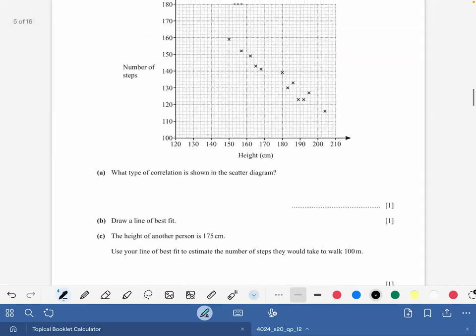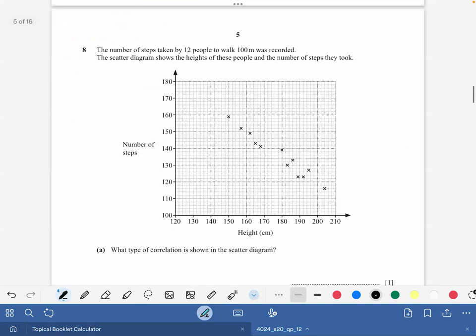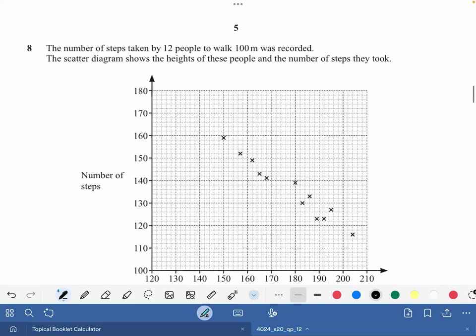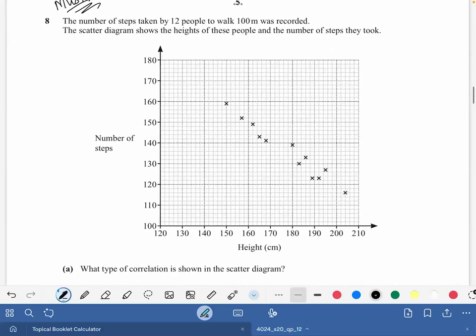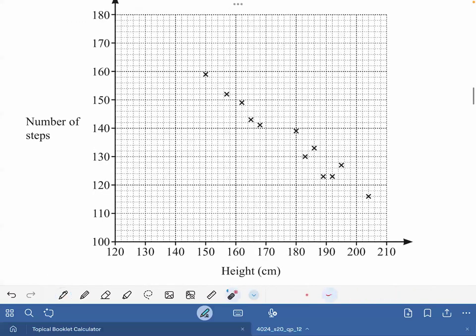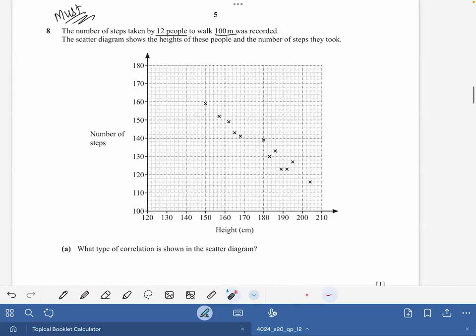Proceeding. Okay, this is a must question. You will be experiencing this in cumulative exams as well, and especially in mock examinations. The number of steps taken by 12 people to walk 100 meters was recorded. Their 100-meter race, and there were only 12 people. The scatter diagram shows the height of the people and the number of steps they took. I can see one thing. We can relate to this information that the height is 150 and the number of steps is something like 159, for example. They're asking what type of correlation is shown in the diagram.